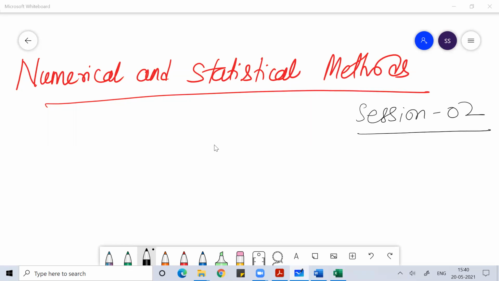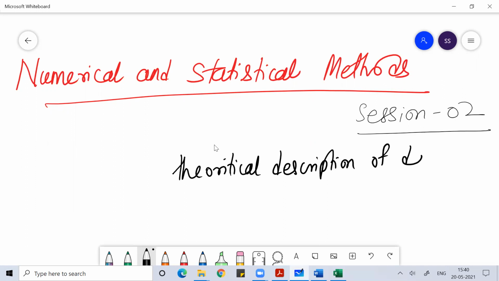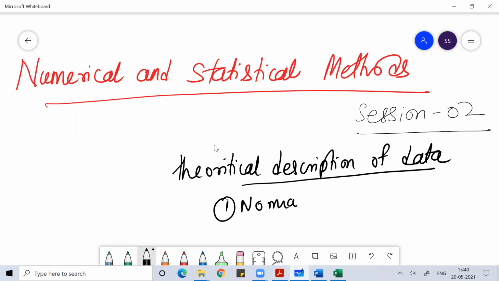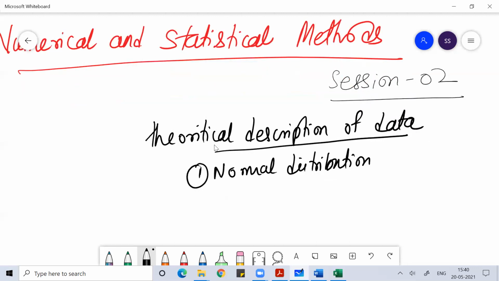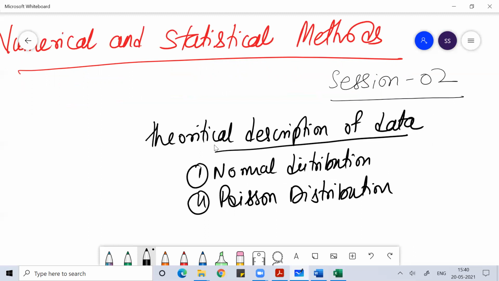You can describe data as primary data or secondary data. When you try to understand the nature of data theoretically, that is called the theoretical description of data. Under the theoretical description, we assume that the data follow either a normal distribution, or a Poisson distribution, or a binomial distribution.